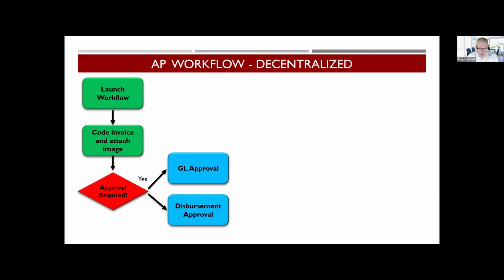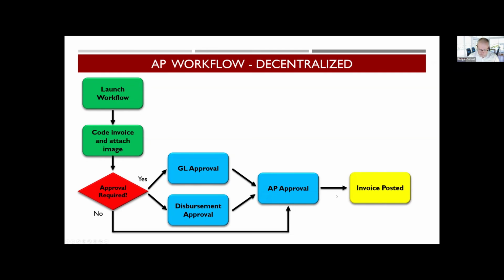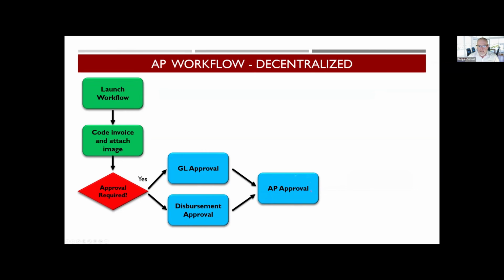There can be different thresholds for approvals in terms of setting dollar limits. Perhaps an invoice over $1,000 requires a second approval. So once that invoice is approved by whoever's responsible here, typically the disbursement approval might be a billing attorney or an assigned attorney, the invoice will flow into accounts payable for final approval. Excuse me, I got ahead of myself. Accounts payable will approve it, and ultimately the invoice will be posted.